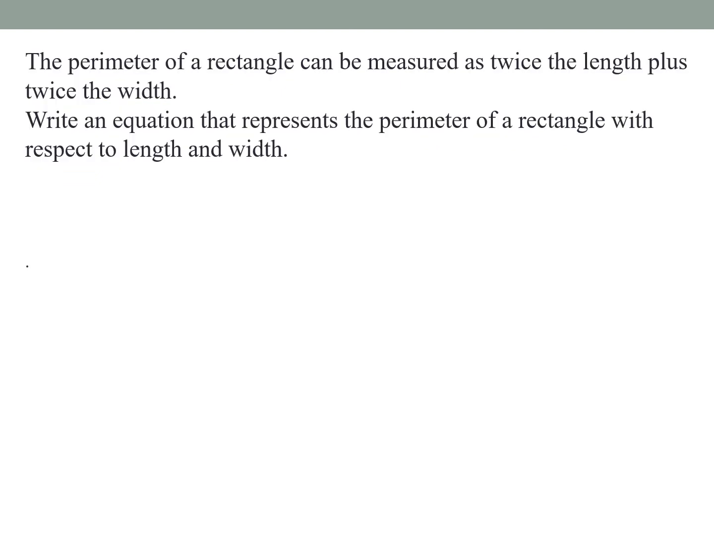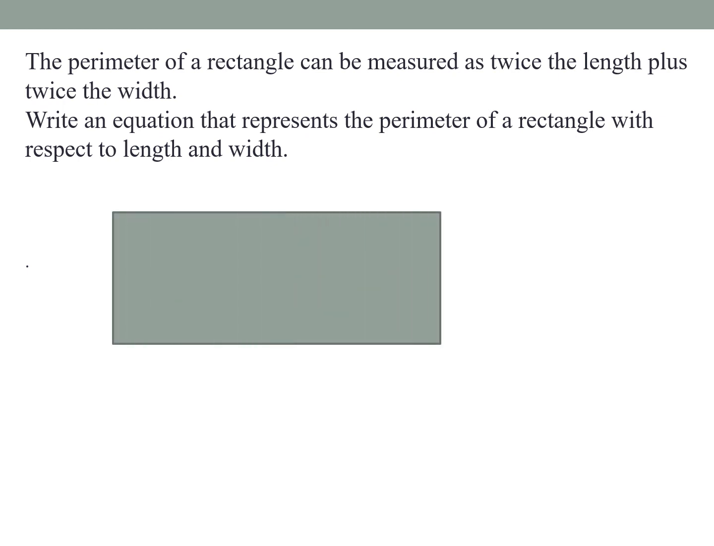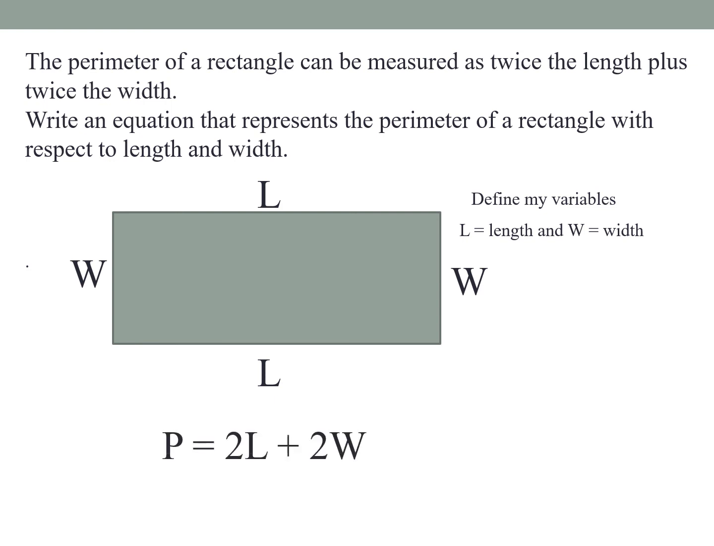Let's try a word problem. So you know from geometry that the perimeter of a rectangle can be measured as twice the length plus twice the width. Write an equation that represents the perimeter of a rectangle with respect to length and width. So here's my rectangle. Of course, I need to define my variables because they're not given in the word problem. So I'm going to say L equals length and W equals width. So this means my length is L, but of course I have two of them, so L would be up there as well. And I have W for my width. And so my perimeter would be 2 times the length plus 2 times the width.